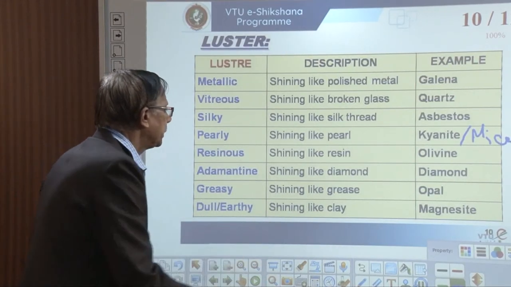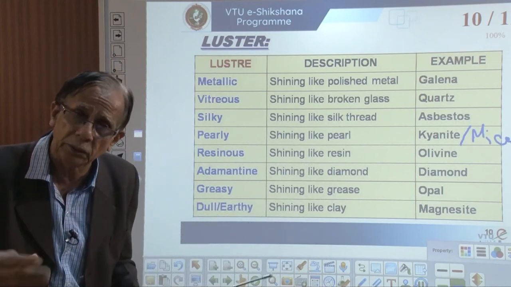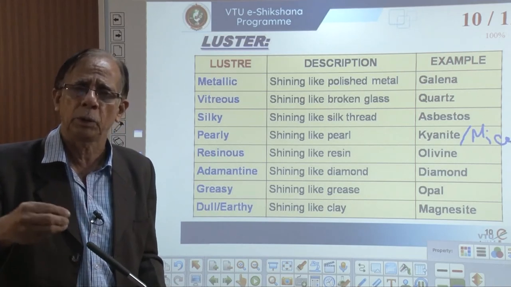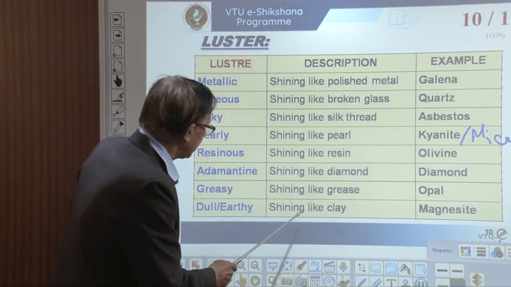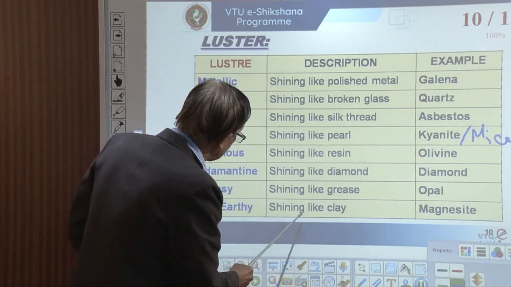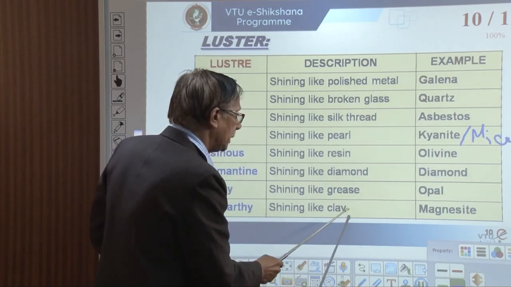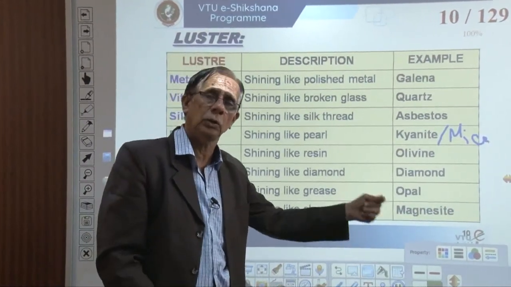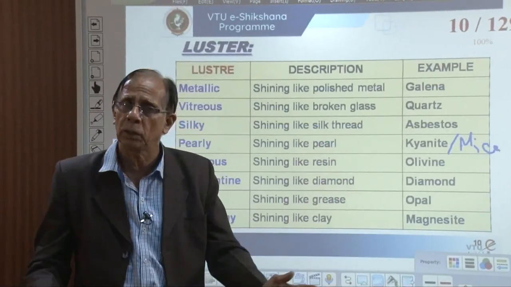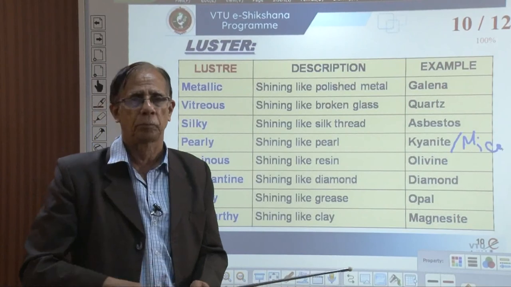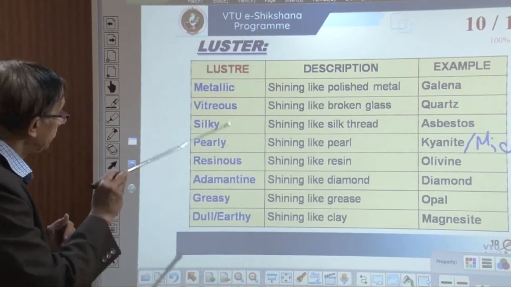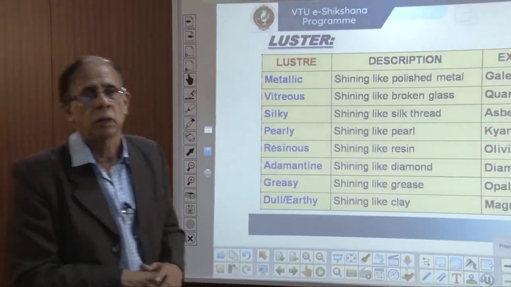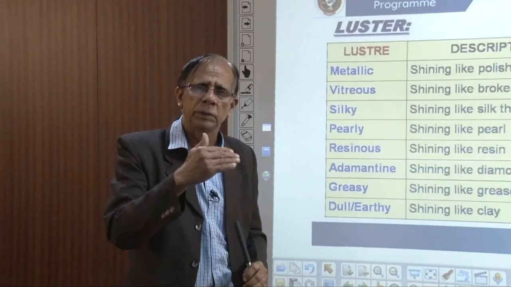Dull, earthy material, there are plenty of minerals which do not shine at all because of their poor, weak atomic bonding. They do not shine at all. There are plenty of minerals which have this kind of shining. For example, they shine like clay, dull shining, magnesite. I have quoted one mineral, that is not the only one. There are several other minerals which have this kind of shining. Friends, this we can make use of in engineering, in industry, knowing their specific habit, shining, etc.